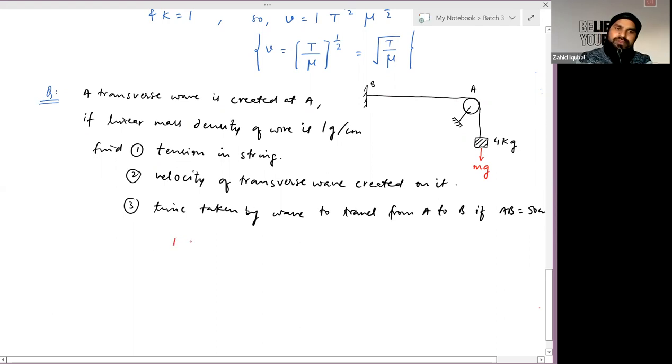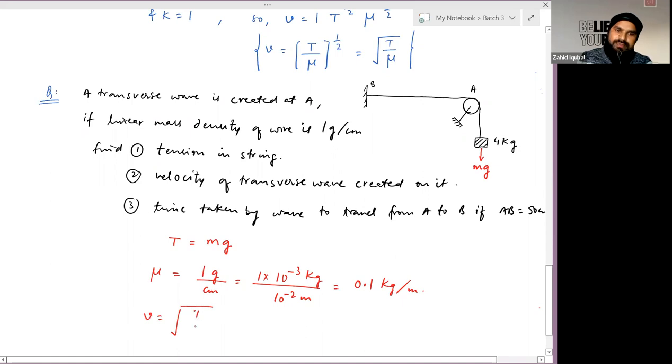So first, the source of tension will be mass times gravity. So we have mass, take gravity to be 10, so you'll get the tension in the string. Next, mu, which is the linear mass density, which is given 1 gram per centimeter. So first we have to convert it into kg per meter. 1 gram is 10 to the power minus 3 kg, and 1 centimeter is 10 to the power minus 2 meter. So it will be 0.1 kg per meter.